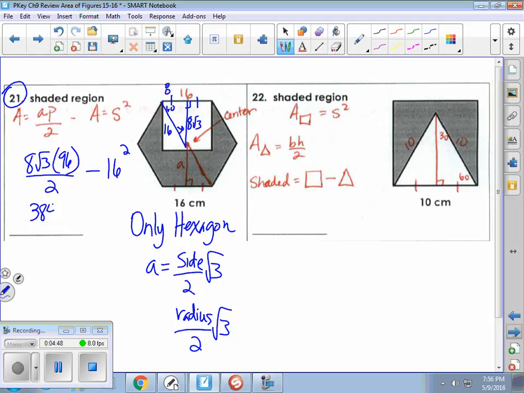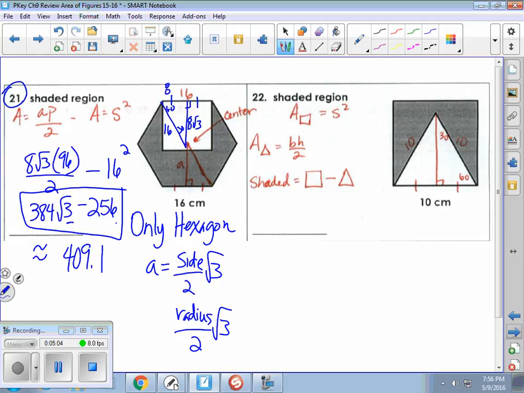This is 384 square root of 3 minus 256, and this is my exact answer. These are not like terms, okay? The approximate answer, if I put it in the calculator, is 409.1. You will definitely see a hexagon.